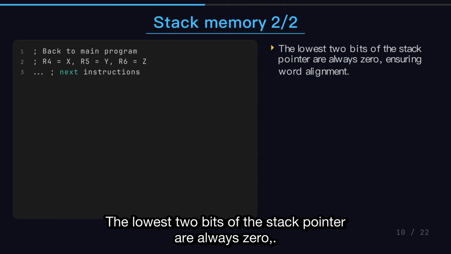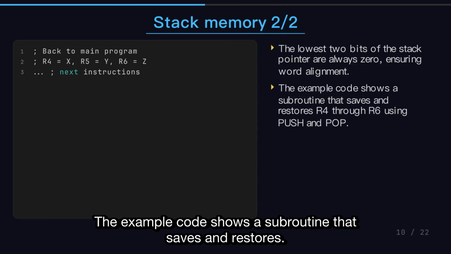The lowest 2 bits of the stack pointer are always 0. The example code shows a subroutine that saves and restores registers.